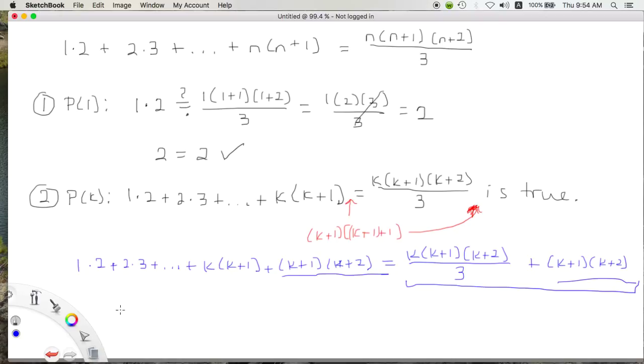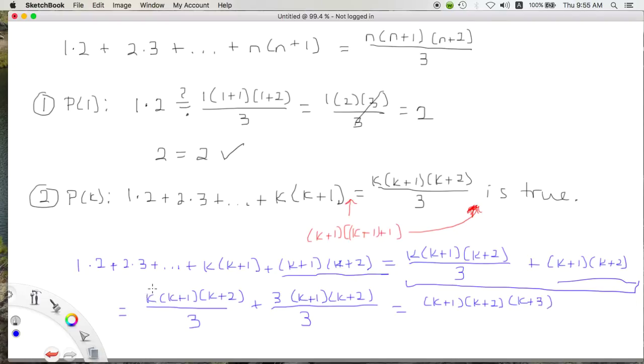So I'm going to come over here so I have some room. So I've got k times k plus 1 times k plus 2 over 3. My common denominator is obviously 3. So that means I'm going to have to multiply this times 3 over 3. Now, if you add this together, you see you have a common term in both of these. So we have k plus 1 times k plus 2, and then times k plus 3, because we have a k left over here and a 3 left over here. And then, of course, we're still all over 3.